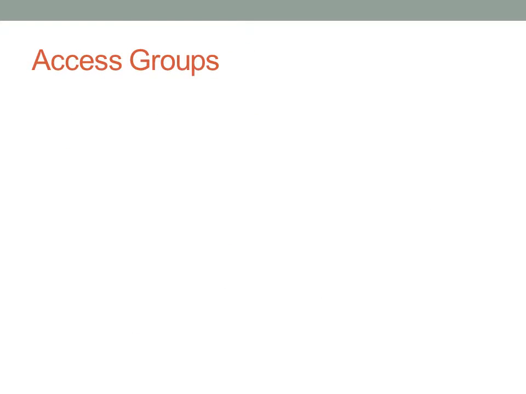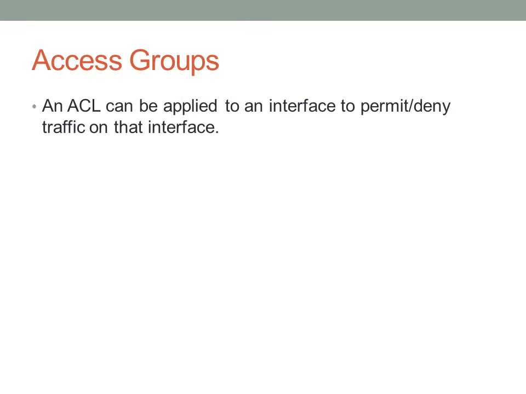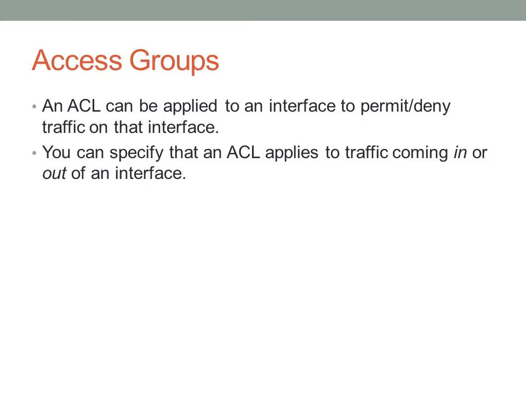So now we're going to start talking about the different ways we can apply access lists. Probably the most common way an access list is applied is with an access group. Basically, an access list can be applied to an interface to permit or deny traffic on this interface. As you can imagine, this is very commonly implemented with a firewall on a WAN interface. And you can permit or deny inbound or outbound traffic.